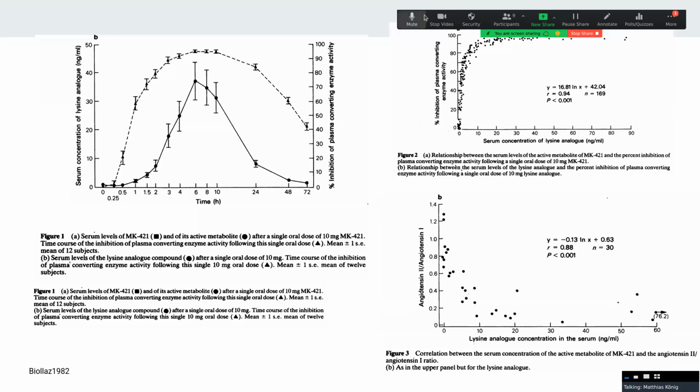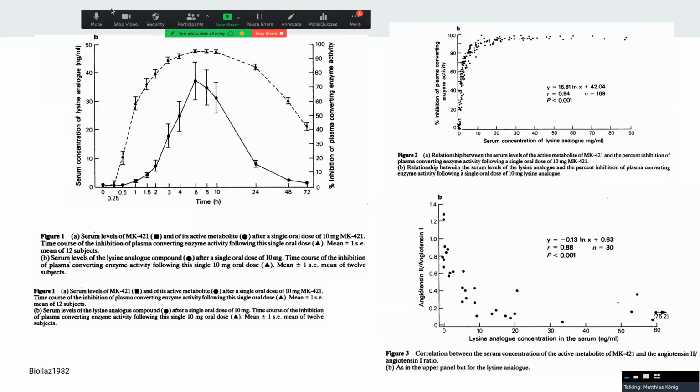How does this look in the case of lisinopril? Here's one example. In this case, this is called a lysine analog, but lisinopril is basically the lysine-modified enalapril. That's why it's structurally very similar, but it has better pharmacokinetics and also a bit different pharmacodynamics.